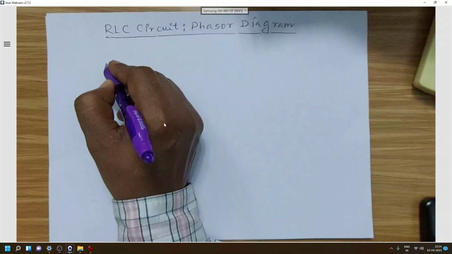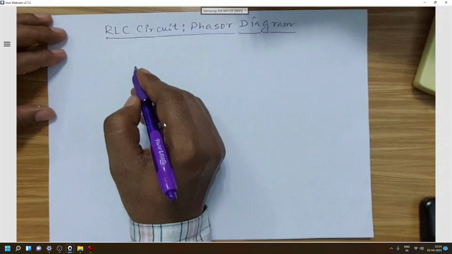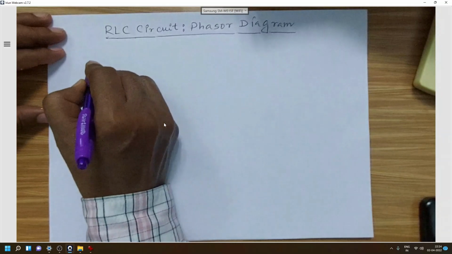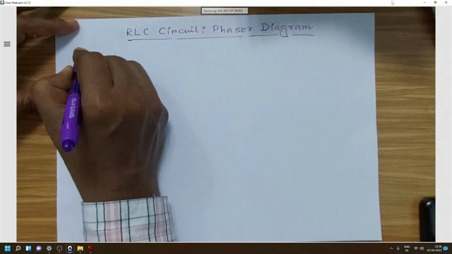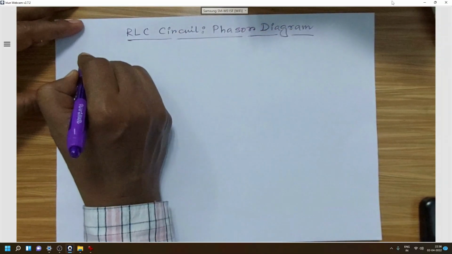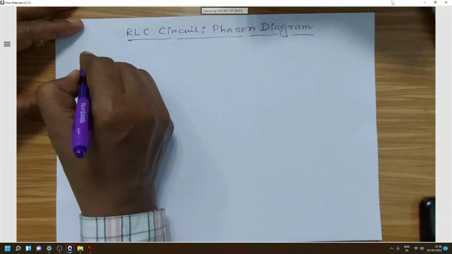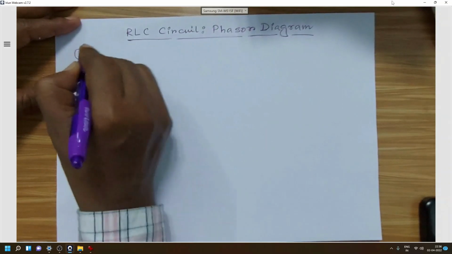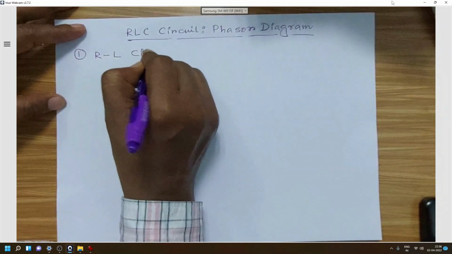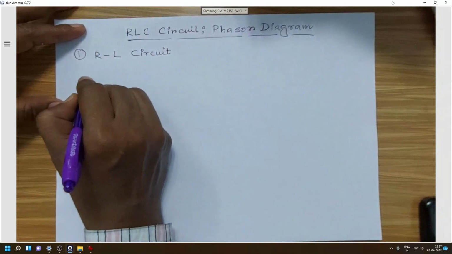So before going to study the circuit developed with the combination of three elements, let us study the combination of two elements. Now before going to the phasor diagram construction for RLC series circuit, let us draw the phasor diagram of the series circuit containing two elements. So let us start with the RL circuit. If we have a RL circuit, then what will be the phasor representation?